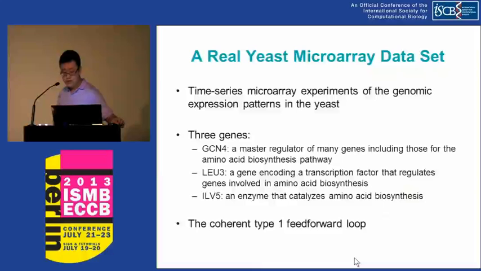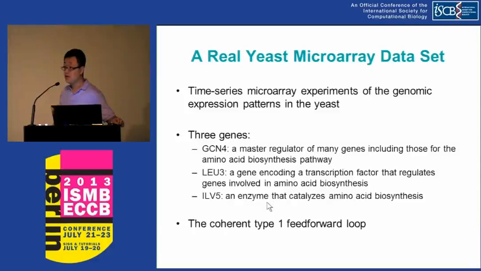And finally, I'm going to show you a real data set. So usually this kind of study is not done on real data sets because for most real data sets, you do not know the true parameters. So even if you get your results, there's no way that you can conclude that you are better or worse than others. And this is a real data set that contains 3 genes, GCN4, LEU3, and ILV5.